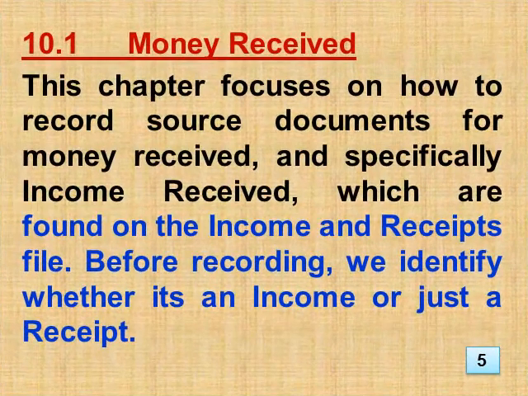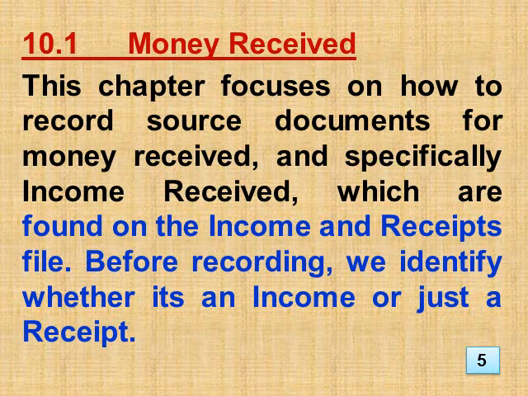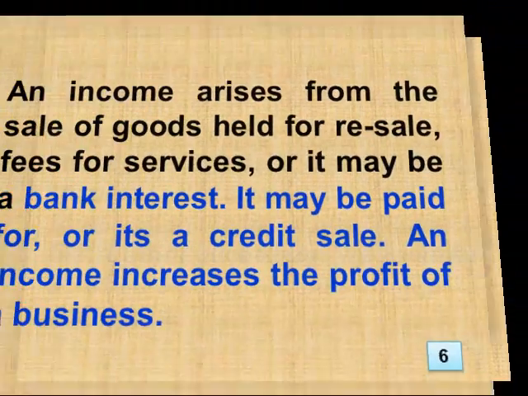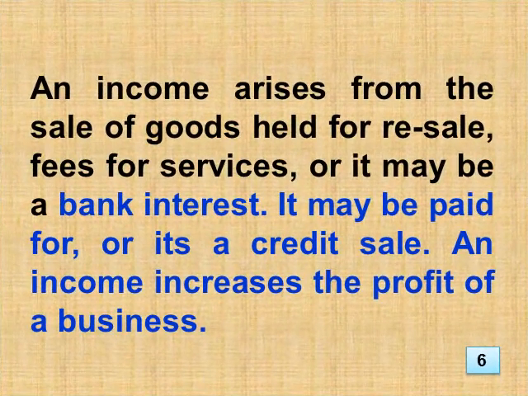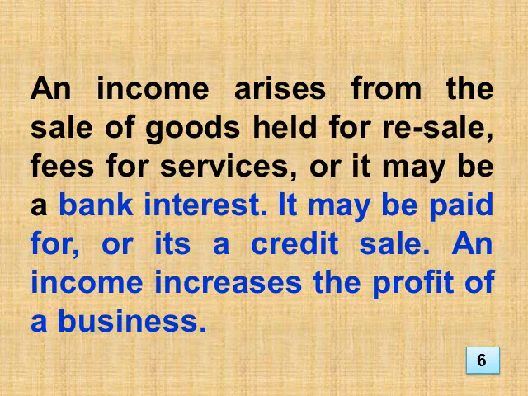Section 10.1. Money received. This chapter focuses on how to record source documents for money received, and specifically income received, which are found on the income and receipts file. Before recording, we identify whether it's an income or just a receipt. An income arises from the sale of goods held for resale, fees for services, or it may be bank interest. It may be paid for, or it's a credit sale. An income increases the profit of a business.